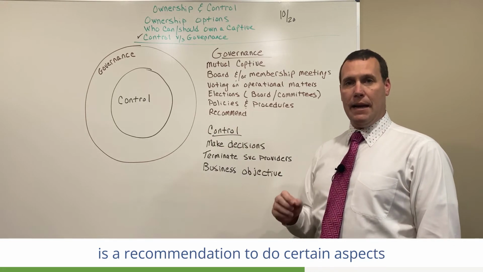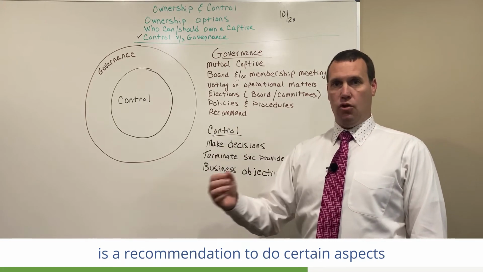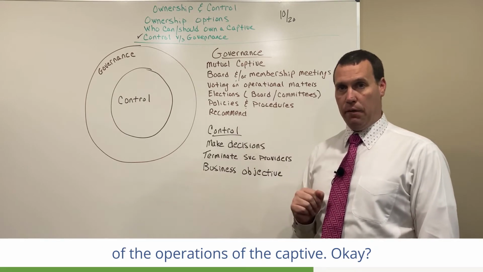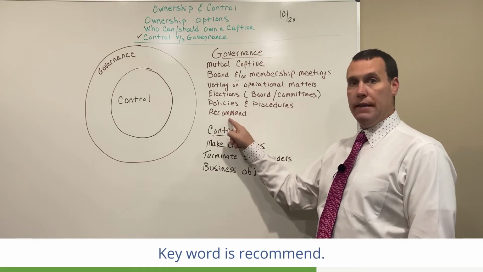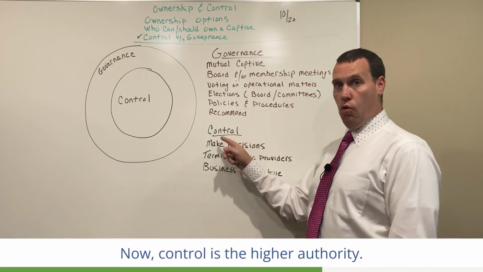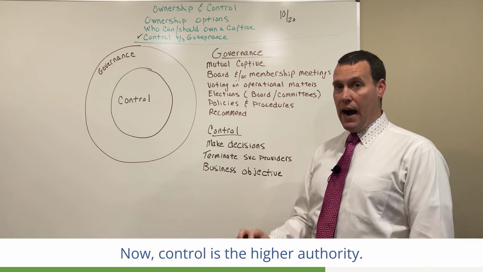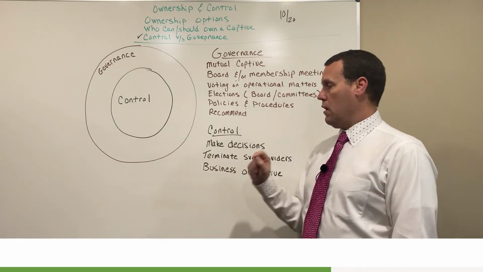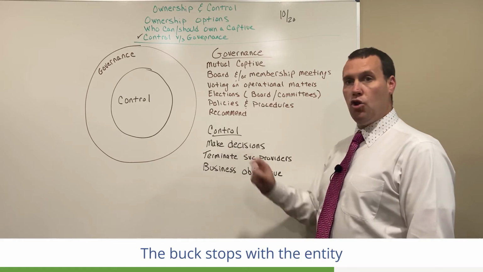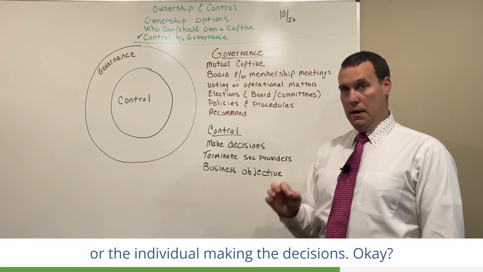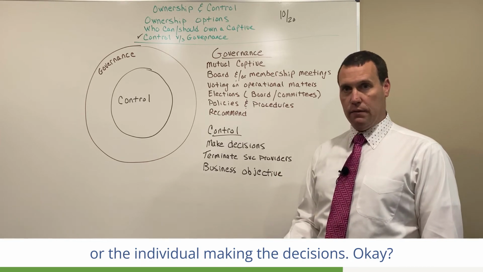So, at the high level, governance really is a recommendation to do certain aspects of the operations of the captive. Keyword is recommend. Now, control is the higher authority. It is the bullseye. The buck stops with the entity or the individual making the decisions.